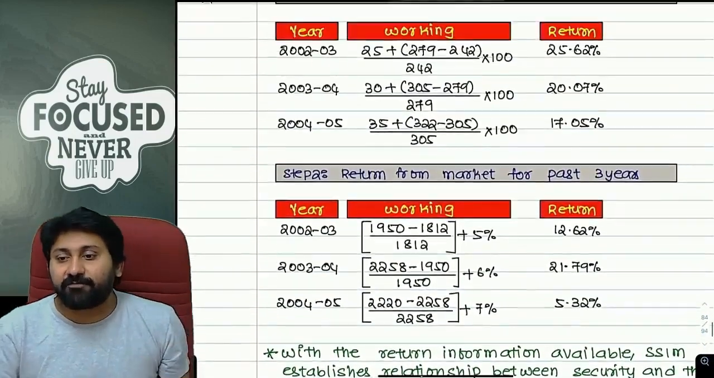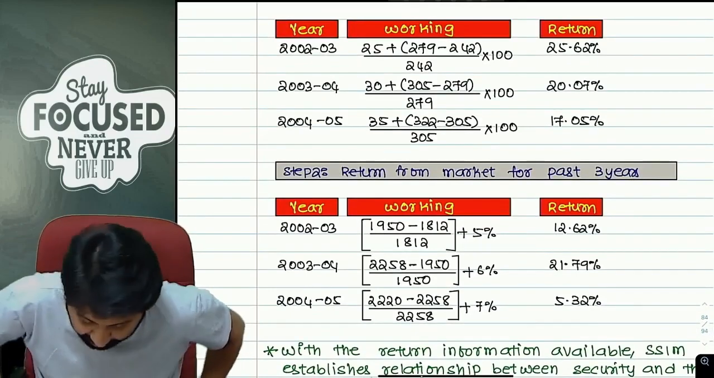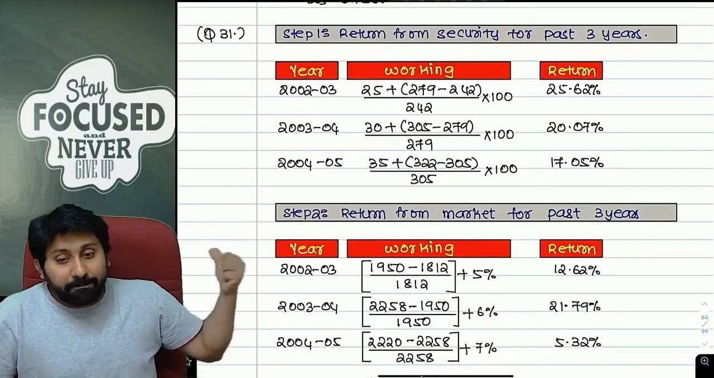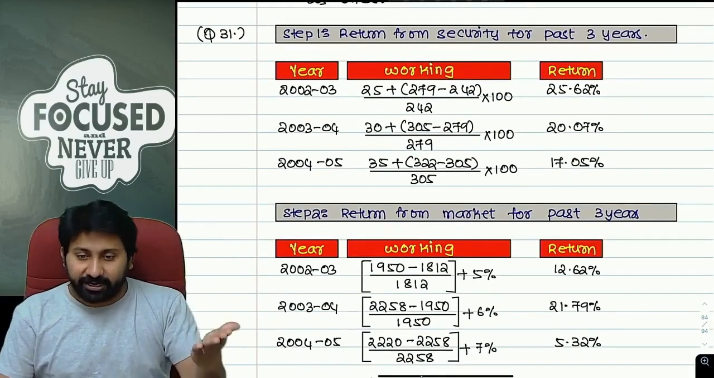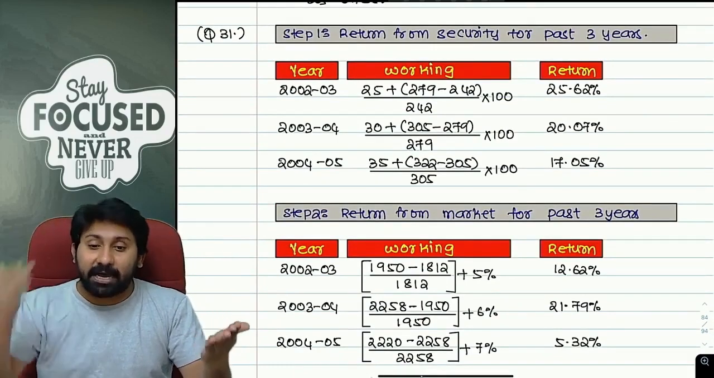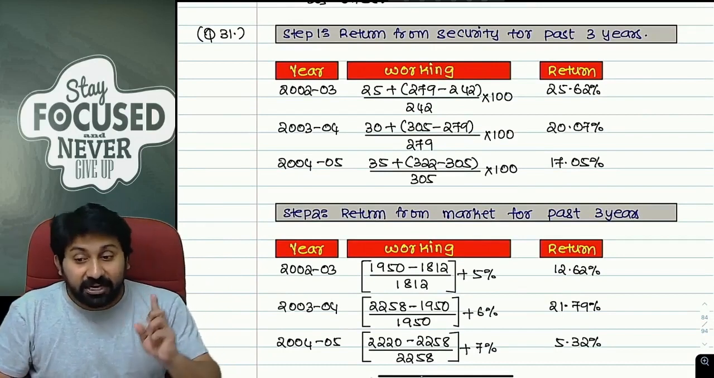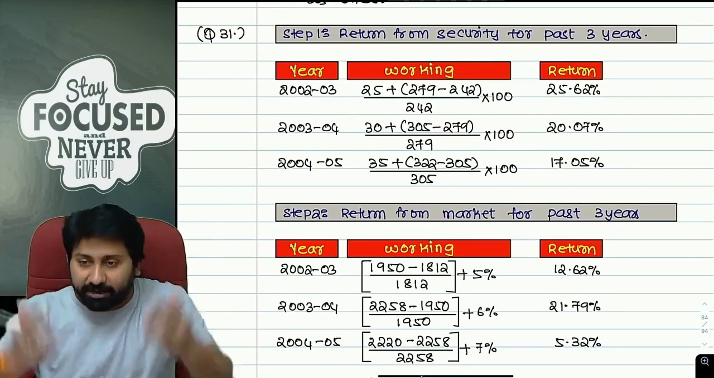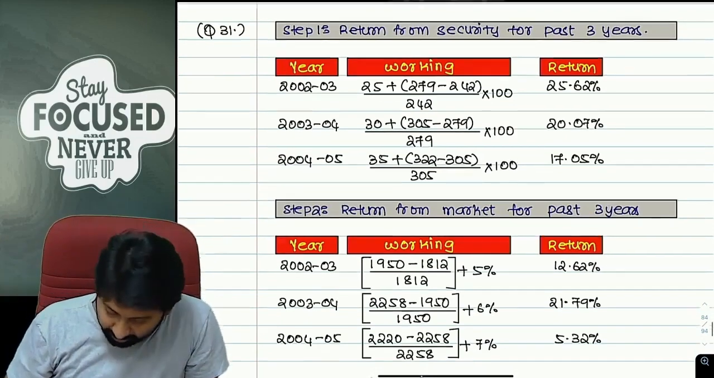Now what is the information that is available on hand? Tell me. We have 3 past years' security return, 3 past years' market return. Past or future? Past. From the past data, we are now going to anticipate how the future is going to be.